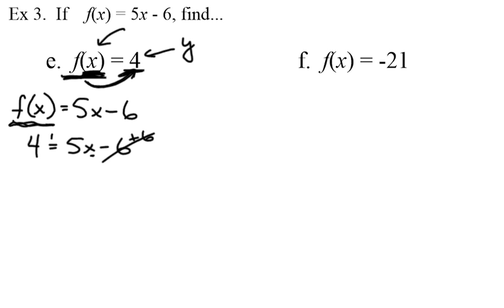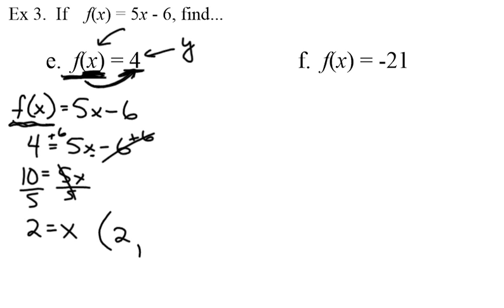Add 6, divide by 5, and x is equal to 2. So what does that tell us? That when x is 2, what's our y resultant value? It's that 4, which was what we started with this time. We knew the y, or f at x, was 4, so we use that to solve for the x. Same thing over here.